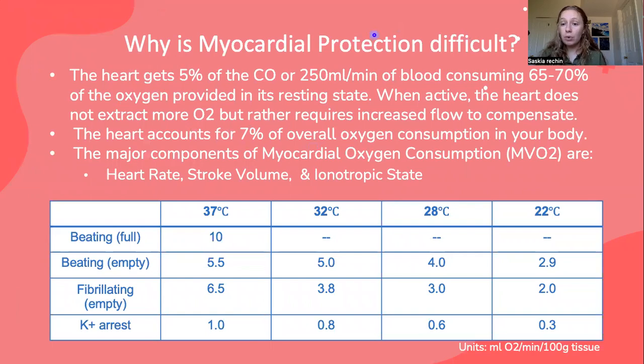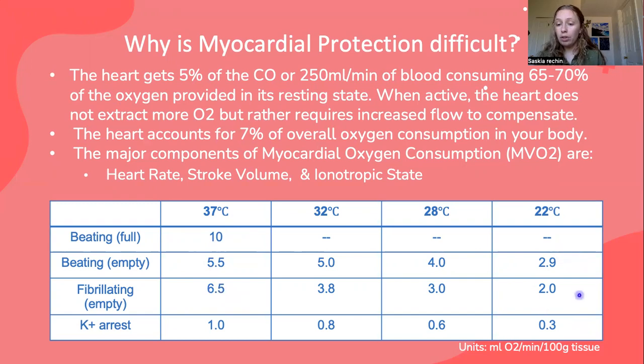Your heart is a very sensitive organ. It takes about 5% of your cardiac output, or 250 milliliters a minute of blood, and it will consume 65 to 70% of the oxygen provided in its resting state. That is about 7% of your overall oxygen consumption for your body, which is pretty significant for how small the organ is. And you can see here, your full beating heart consumes 10 milliliters of oxygen per minute per 100 grams of tissue. So even just cutting off supply in an empty beating heart or a fibrillating heart, you're still having a very significant consumption of oxygen with no supply.